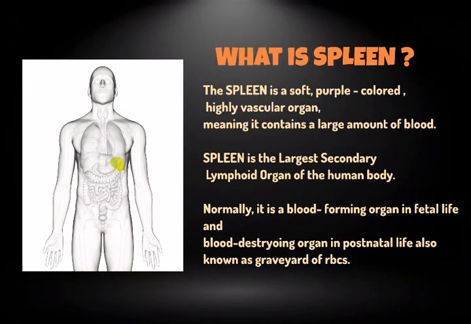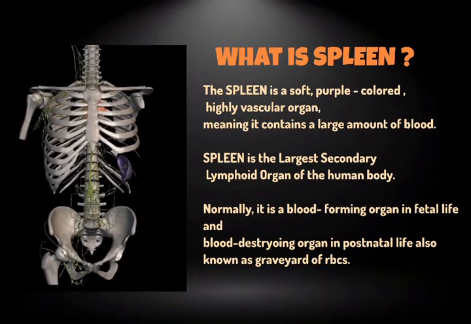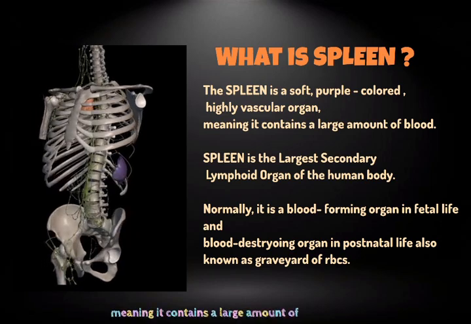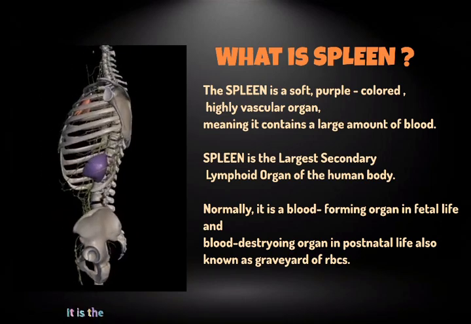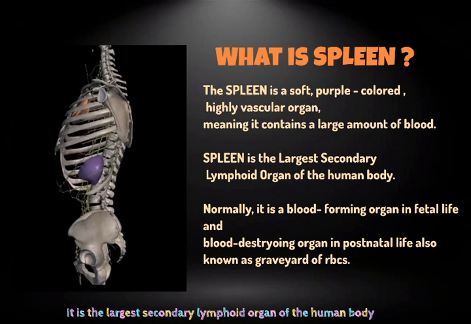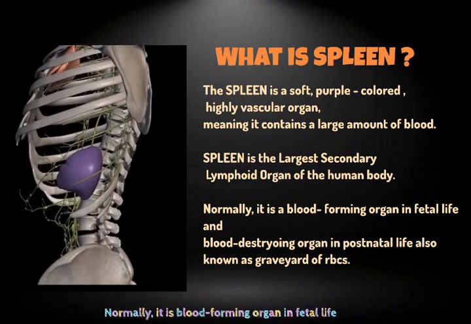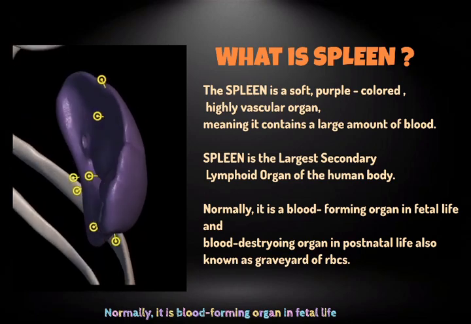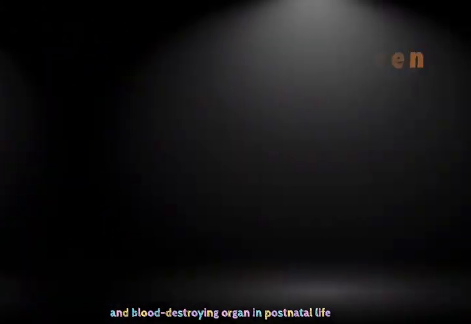What is spleen? The spleen is a soft purple colored, highly vascular organ, meaning it contains a large amount of blood. It is the largest secondary lymphoid organ of the human body. Normally, it is a blood forming organ in fetal life and a blood destroying organ in postnatal life.